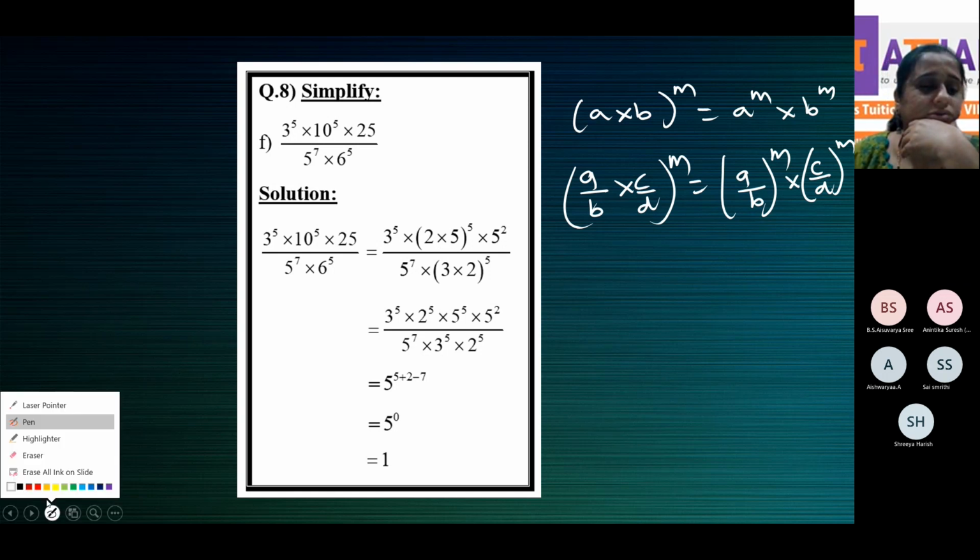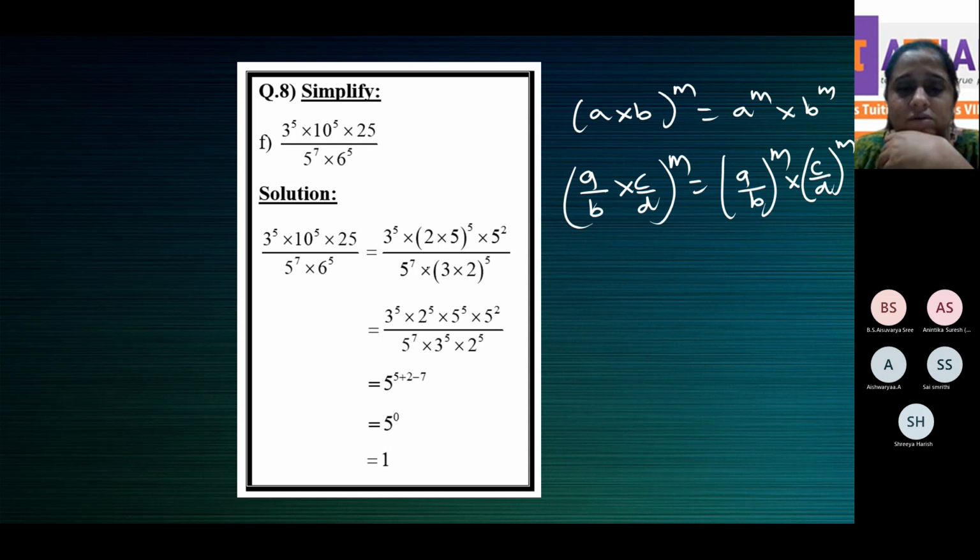All right, children. So here, talking about this answer, it becomes 2 to the power 5 into 5 to the power 5. And then you can see 2 power 5 cancels. 3 power 5 cancels. And then you have these 3.